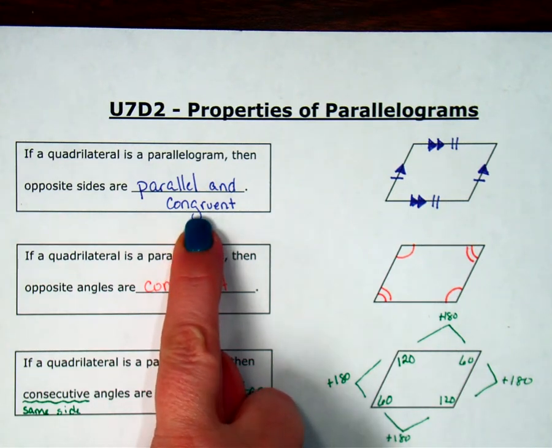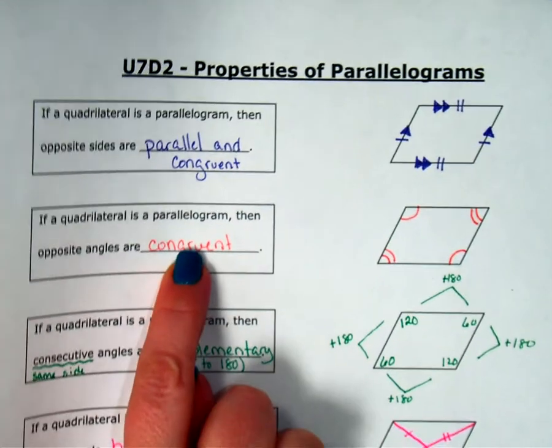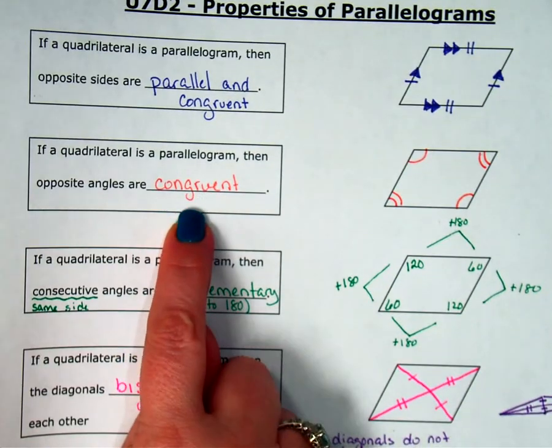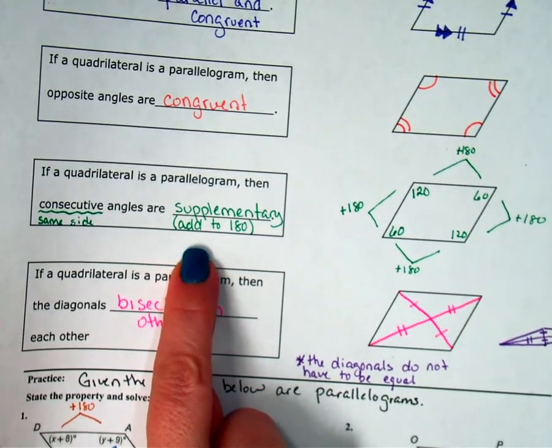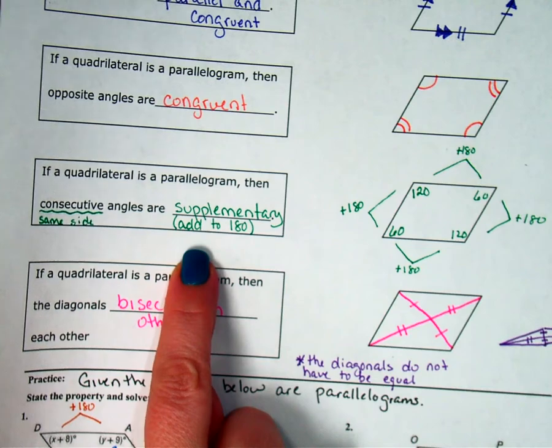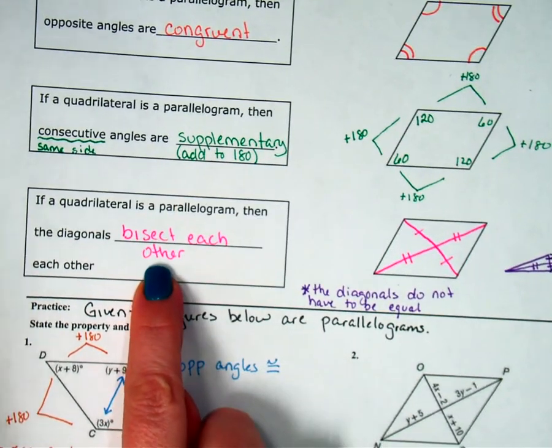In the last video, we looked at our four properties for parallelograms. Number one, my opposite sides are parallel and congruent. Number two, my opposite angles are congruent. Number three, my consecutive angles, or angles on the same side, are supplementary. And number four, my diagonals will bisect each other.